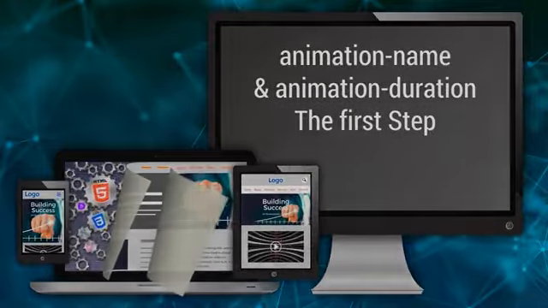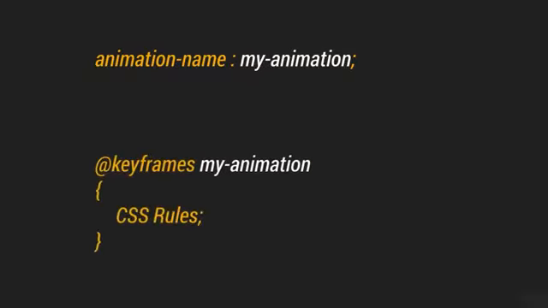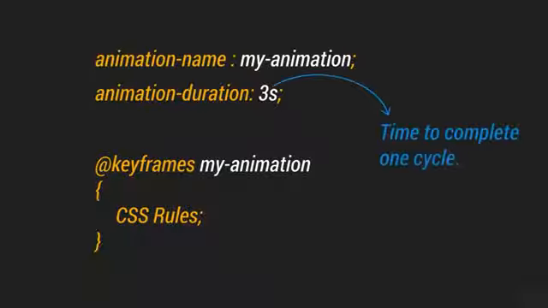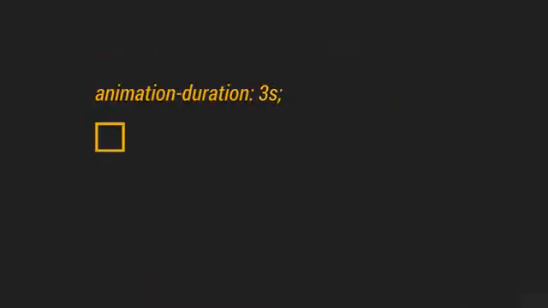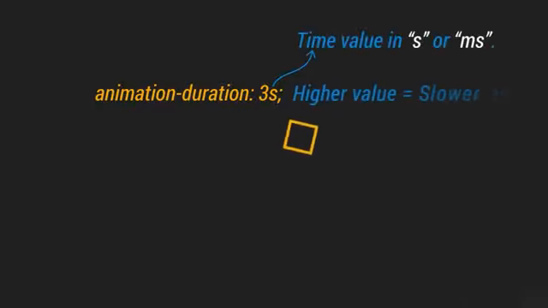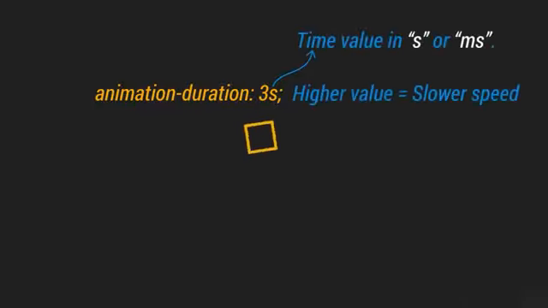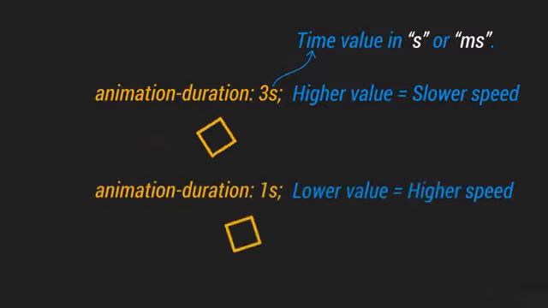The animation name property describes the name which is given to the keyframes animation. It is used to select the keyframes rule that provides the property values for the animation. Animation duration, on the other hand, specifies how long your animation will take to complete one cycle. Now this helps you to adjust the speed of the animation. It accepts a time value, so a higher time value results in a slower speed, whereas a lower time value results in higher speed of the animation.